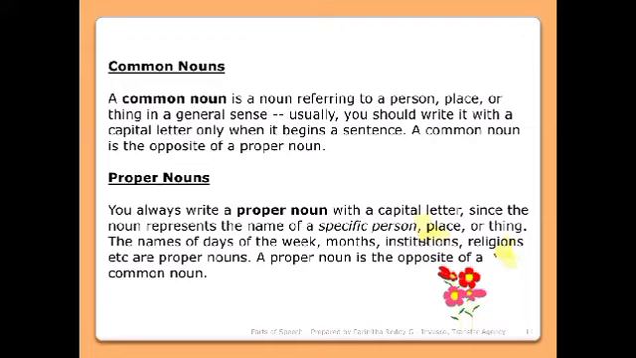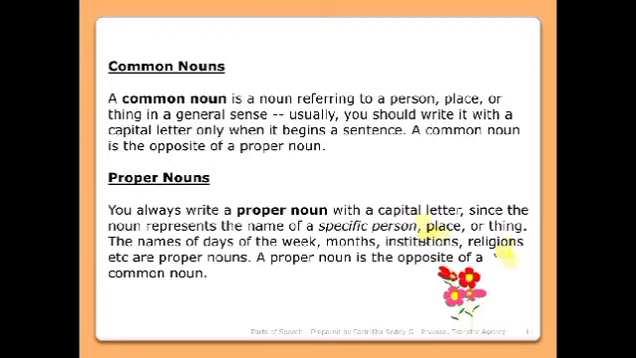Then it will become a proper noun. A common noun is always common. When you say mosque, mosque is a common noun. When you say Faisal Mosque, then it will become a proper noun as well. You always write a proper noun with a capital letter, since the noun represents the name of a specific person, place, or thing. The names of the days, weeks, months, institutions, religions, etc. are proper nouns. A proper noun is the opposite of a common noun.